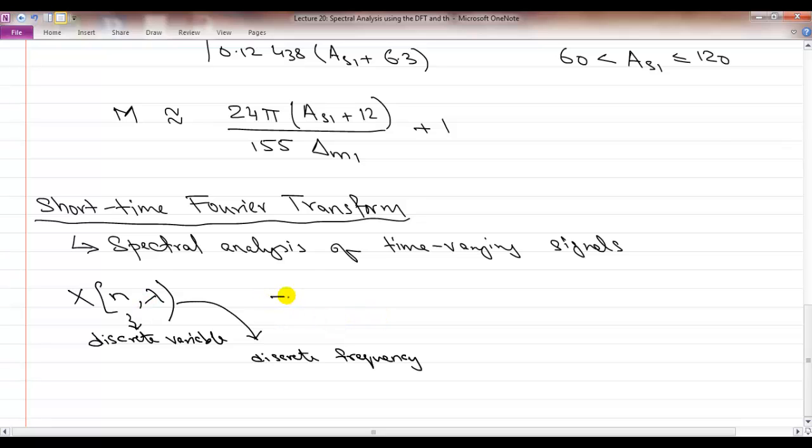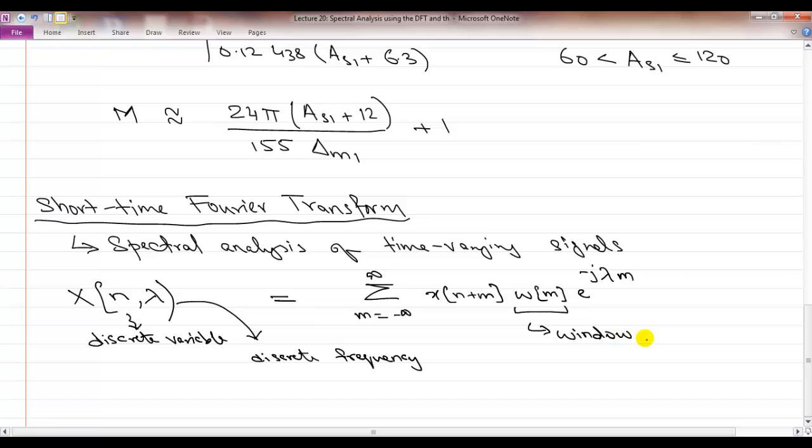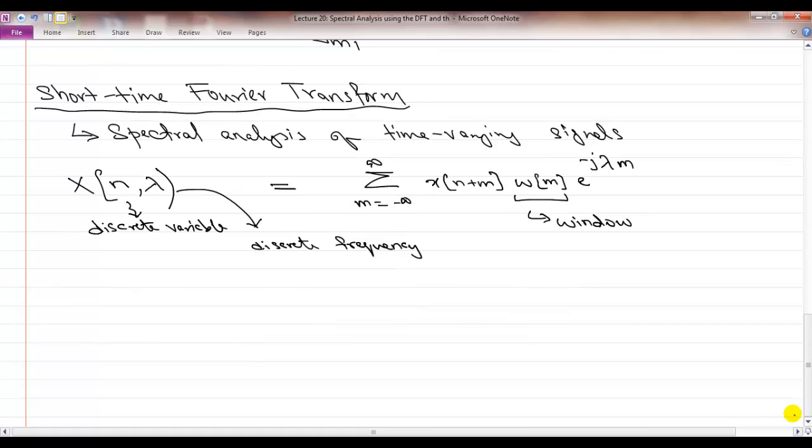So X of n and lambda is defined as the summation m equals minus infinity to infinity of x of n plus m, w of m, e to the minus j lambda m. This w of m, as the name implies, is a window. So what is short-time Fourier transform doing? It is effectively doing a windowing of your time domain sequence and then computing its Fourier transform. Let's try to understand it a little better.